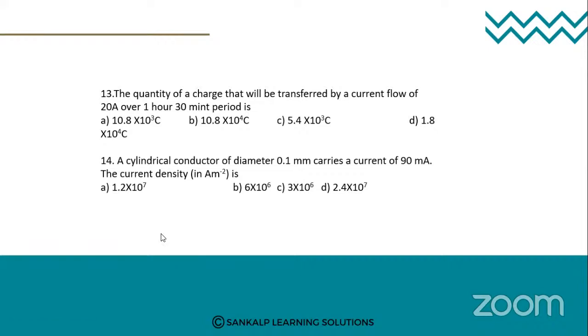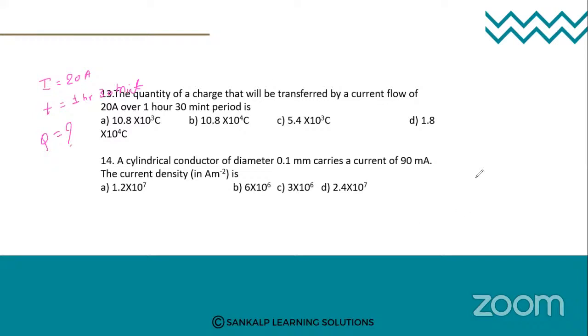Question number 13. The quantity of charge that will be transferred by a current flow of 20 ampere over 1 hour 30-minute period is. So here what you need to calculate? You need to calculate the quantity of the charge. The current flow is given, it is 20 ampere and the time is given as 1 hour 30 minute.